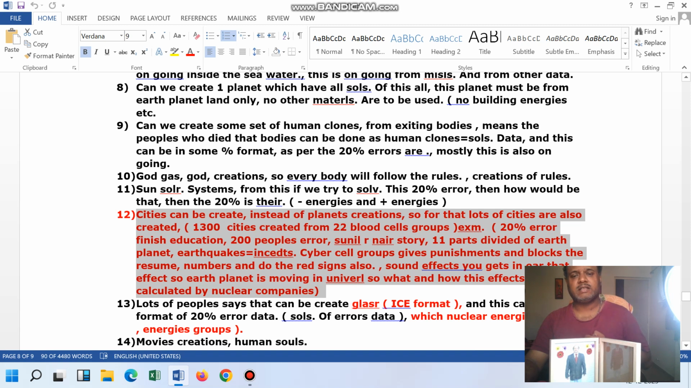So in this, what are we discussing? Currently we are discussing 20% error. Most of the things, 20 to 200 people error, we have discussed. The 11 parts we have also discussed. Earthquake equals incidence, that also we have almost discussed. Incidents are predefined. For example, you go there and you are not getting the job, that is connected with your pre-incidence. The earthquakes are connected, and in this earthquake you also came into that picture.